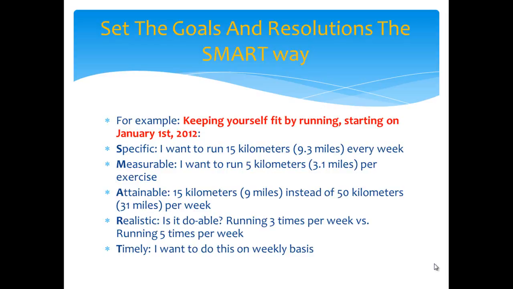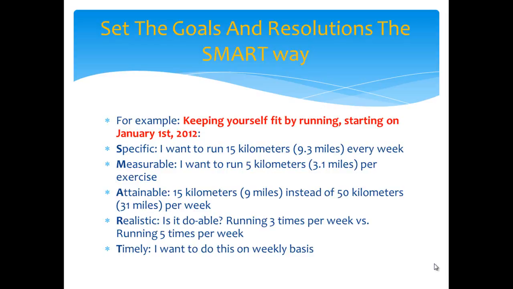And basically what this smart strategy is, it comes from the words specific, measurable, attainable, realistic, and timely. That's basically what SMART is all about. So specific in this case is that you want to start running 15 kilometers every week, which equals approximately 9.3 miles every week. That's a very specific way of saying how much you want to run and how much exercising you want to do on a weekly basis.